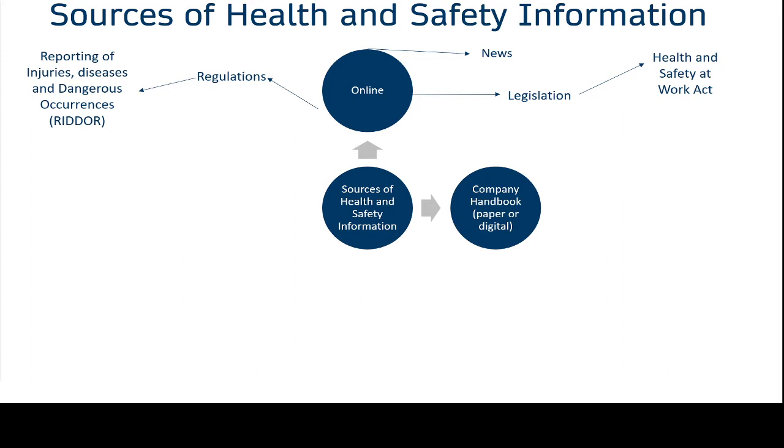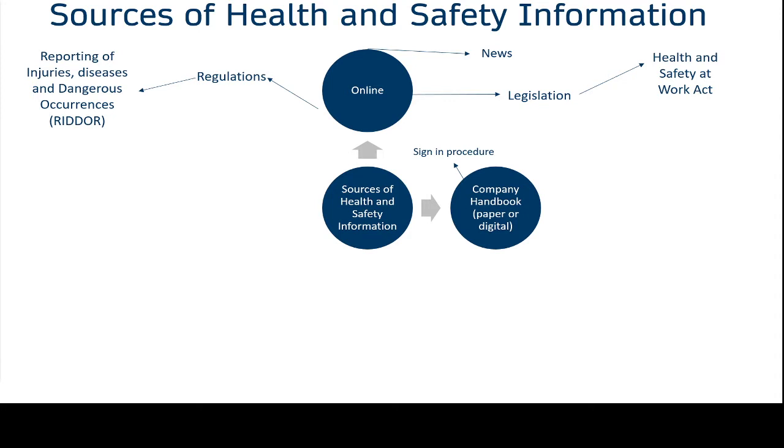Now, a lot of the time, the procedures which are part of your company handbook would be influenced by the regulations or the legislation which you can find online. So, for example, the Health and Safety at Work Act states that there's got to be certain procedures, certain policies in place. Your organisation will take that and they'll write in a policy how they're going to comply with that legislation, and that's where they develop those procedures.